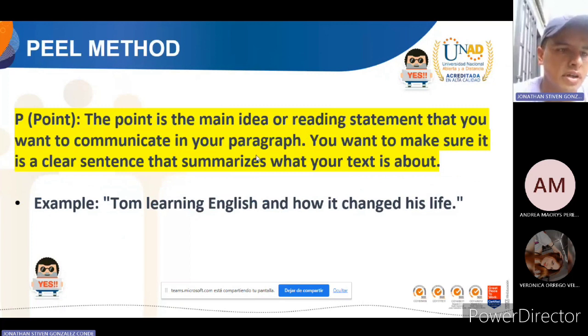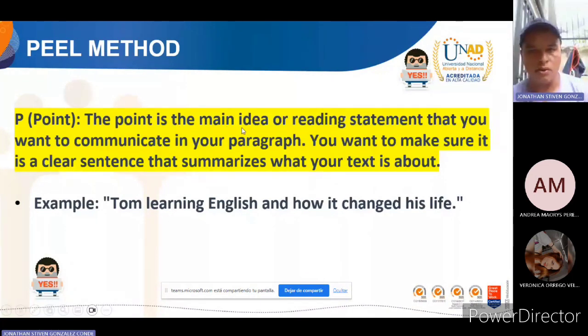The first letter is P, that represents point. In the PEEL method, the point is the main idea or written statement that you want to communicate in your paragraph. You want to make sure it's a clear sentence that summarizes what your text is about. Let's see this example, okay?